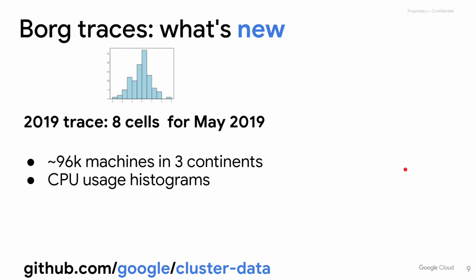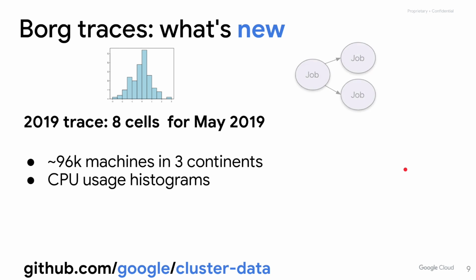Another thing I found really exciting is the fact that we are now reporting CPU usage histograms instead of just the average usage by a particular task in a particular time period. Now, what this means is that you can go and look at the instantaneous distributions of CPU usage among tasks.